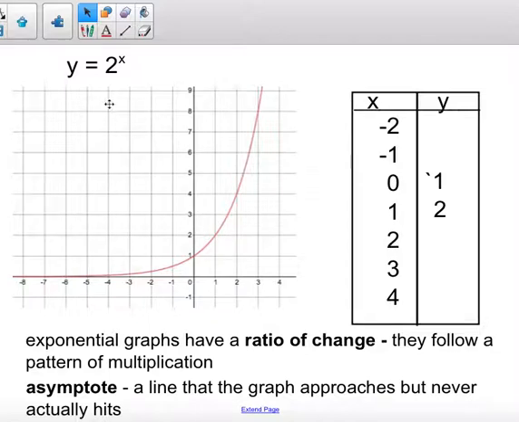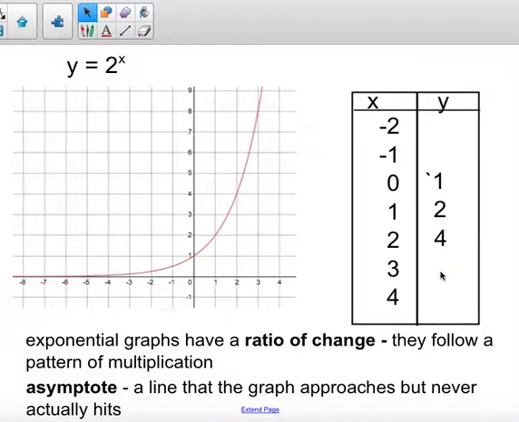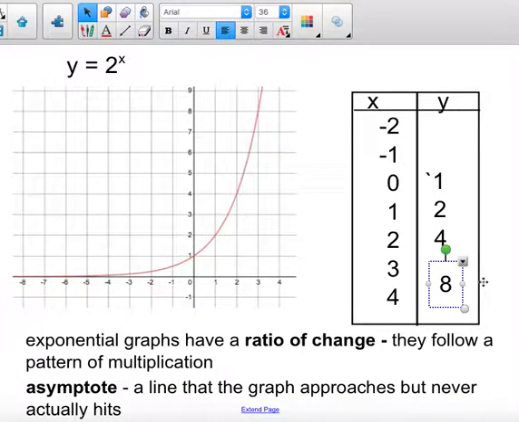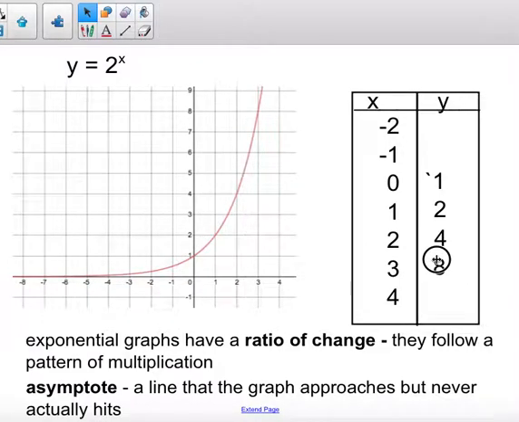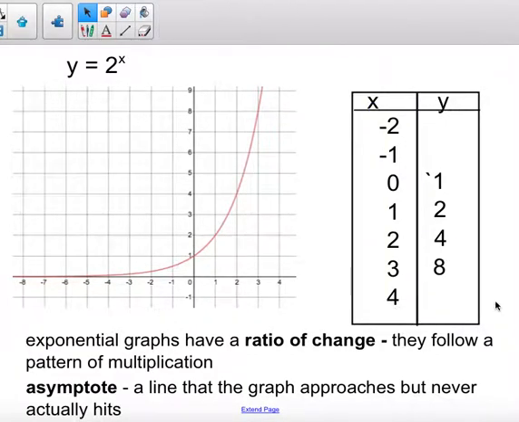And then when x is 2, we've got 2 squared. 2 squared is 4. 2 to the third means 2 times 2 times 2. So 2 times 2 is 4, times 2 is 8. And then 2 to the fourth, 2 times 2 times 2 times 2. So 2 times 2 is 4, times 2 is 8, times 2 is 16.